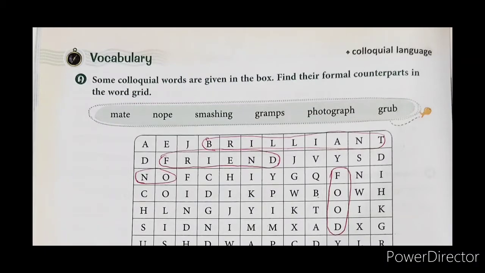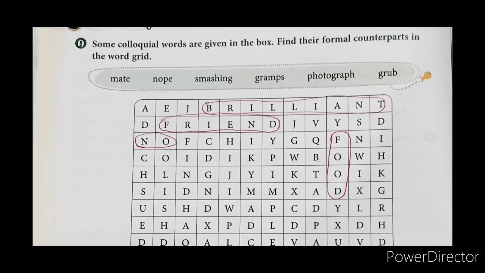Look at the first one here, children. First one, it is mate. Where will we use the word mate? Classmate, busmate, vanmate, we used to say. So, who is called a mate? Yes, your guess is correct. Mate means friend. Where is friend? Yes, here in the second line we have the word friend, F-R-I-E-N-D. So, mate, M-A-T-E, means friend.